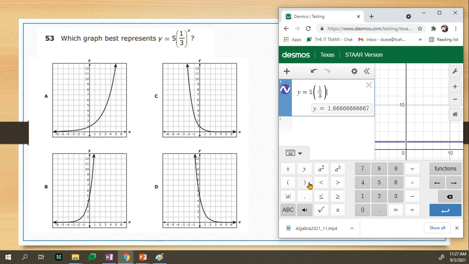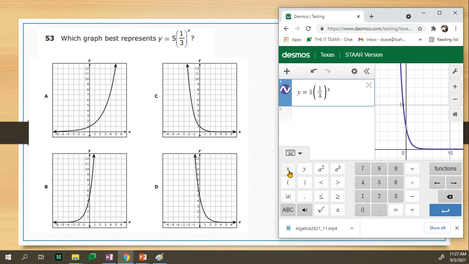Now, we want to take it to the power of x. The way we do that is we press this A to the B key. And then we put x in, and we get a graph. The graph is starting high and going low.